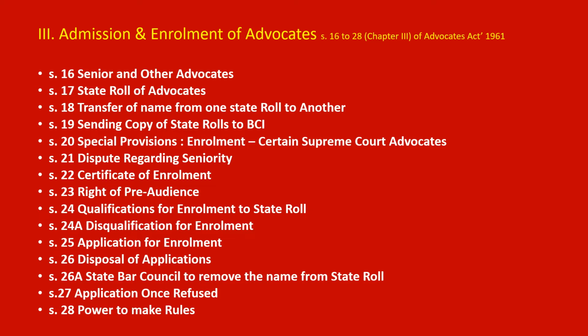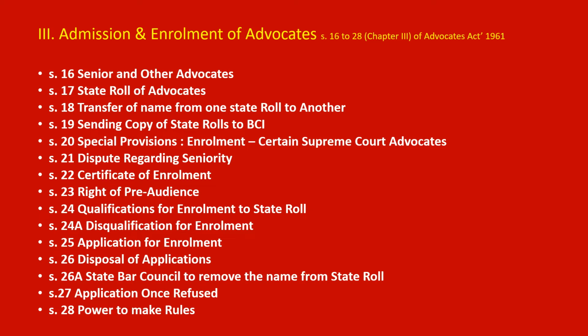This section is very important because it has two parts. In the first part, it says that advocates are classified as senior and other advocates. And in the second subclause, it says that advocates are designated as senior advocates as per their ability. And ability is also defined here as knowledge and experience.